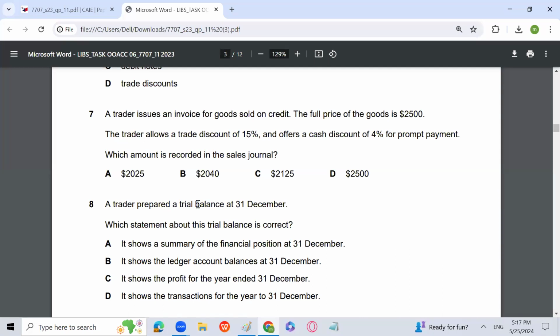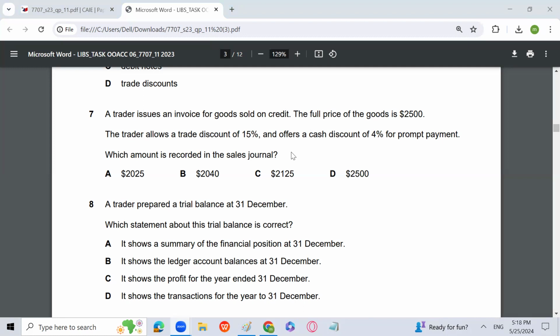That's right. Number 8. A trader prepared a trial balance at 31st December. Which statement about this trial balance is correct? It shows a summary of the financial position at 31st December. It shows the ledger account balances at 31st December. It shows the profit for the year ended 31st December. Or it shows the transactions for the year. So the answer is going to be, it shows the ledger account balances at 31st December. Because a summary of the financial position will be the statement of financial position. The profit is shown in the income statement, and transactions are recorded in the journal. So that will not be the answer.